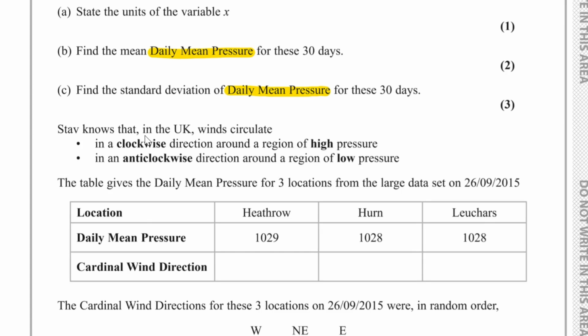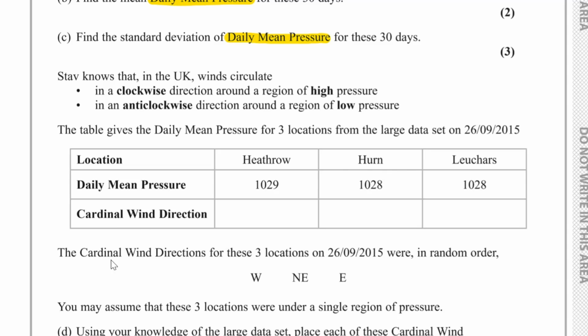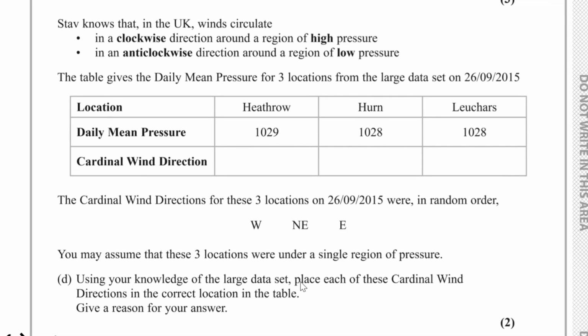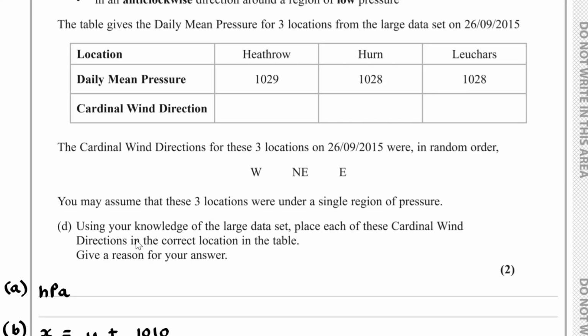Now for part D, it says we know that in the UK, wind circulates in a clockwise direction around a region of high pressure and in an anti-clockwise direction around a region of low pressure. The table gives the daily mean pressure for 3 locations from the large dataset on the 26th of September 2015. So we've got the locations of Heathrow, Hurn and Leuchars with their associated daily mean pressure. And we've got the cardinal wind directions for these 3 locations on the 26th of September 2015 given in a random order. You may assume that these 3 locations were under a single region of pressure. We have to use our knowledge of the large dataset to place each of these cardinal wind directions in the correct location in the table, giving reasons for our answer.